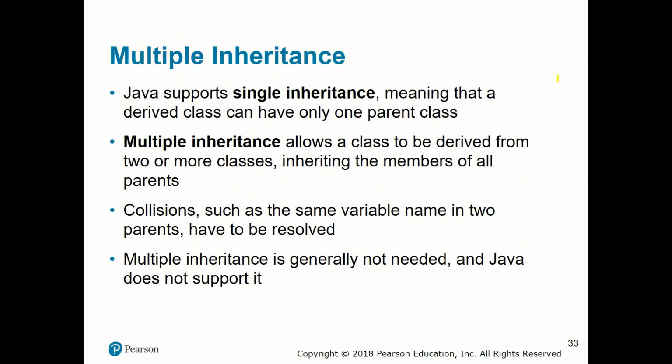Let's talk about multiple inheritance. Java supports only single inheritance, meaning that a derived class, a child class, can have only one parent class. Multiple inheritance allows a class to be derived from 2 or more classes, inheriting the members of all parents. Collisions, such as the same variable name in 2 parents, have to be resolved. Multiple inheritance is generally not needed, and Java does not support it.